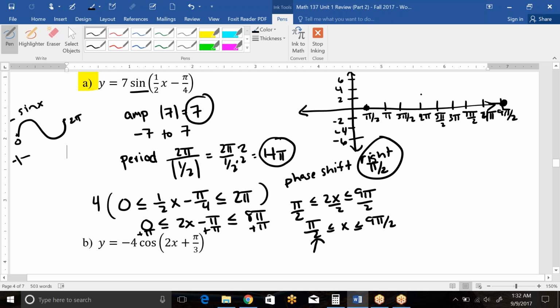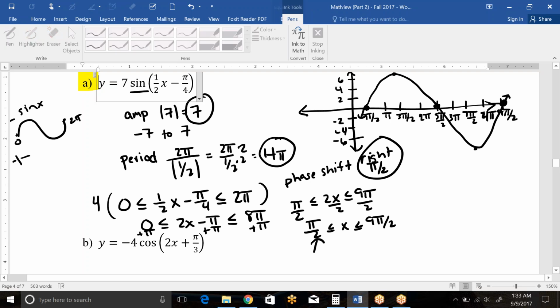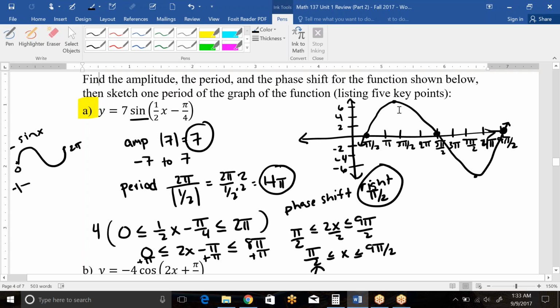So notice there's 1, 2, 3, 4, 5, 6, 7, 8. So 1, 2, 3, 4. At that point, we're also there. We don't have a flip upside down since this is a positive 7, so we're going to go up to positive 7 first, and then down to negative 7 halfway. So notice I found the halfway point between these two. They're all equally dispersed like that. Now, I don't remember, did it say to list the points? Yes, list the 5 key points.